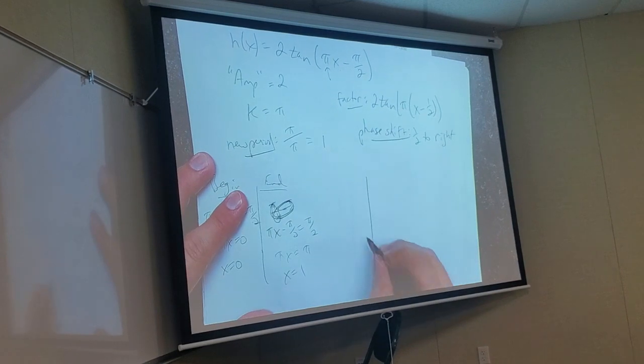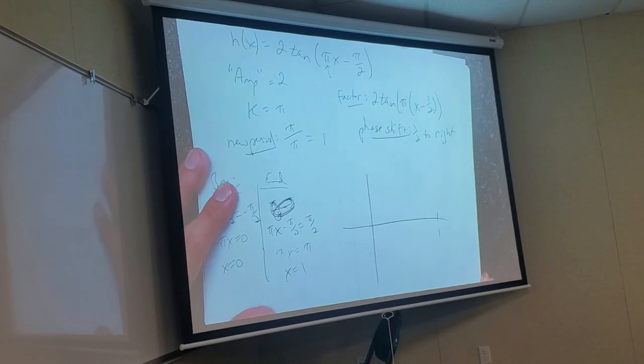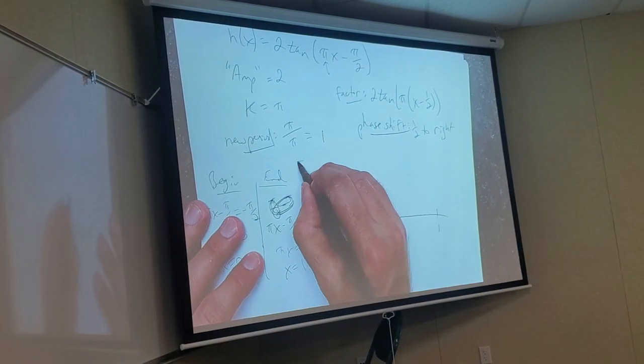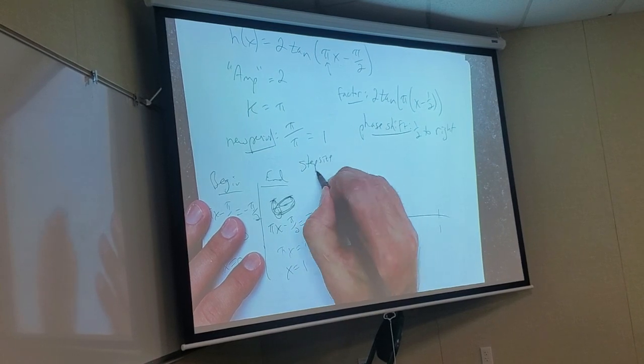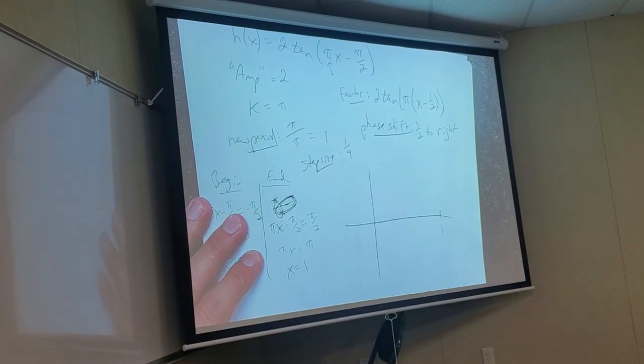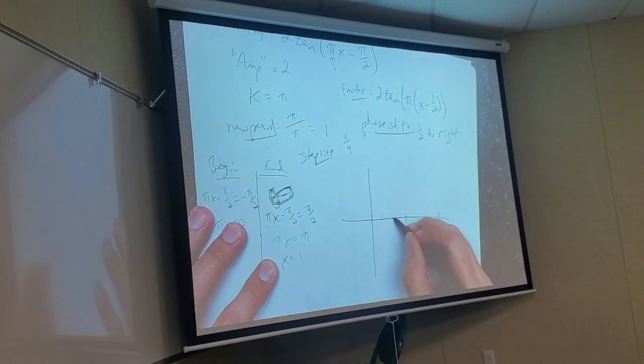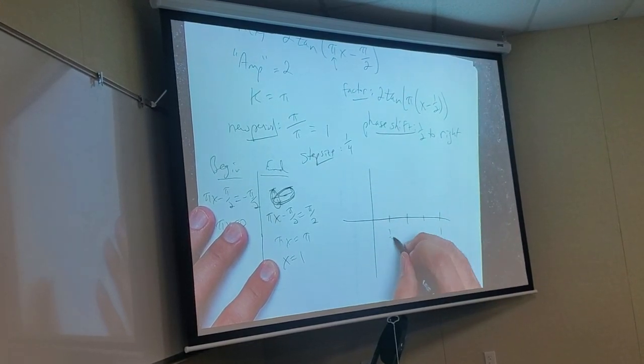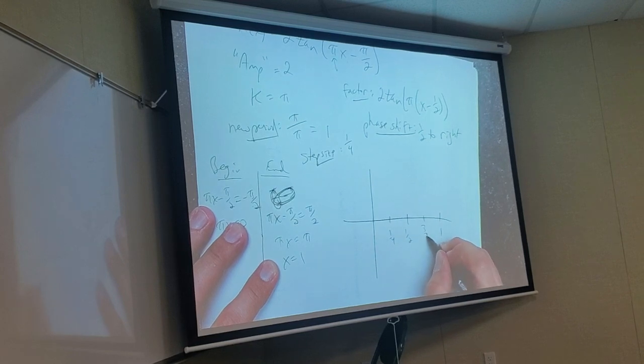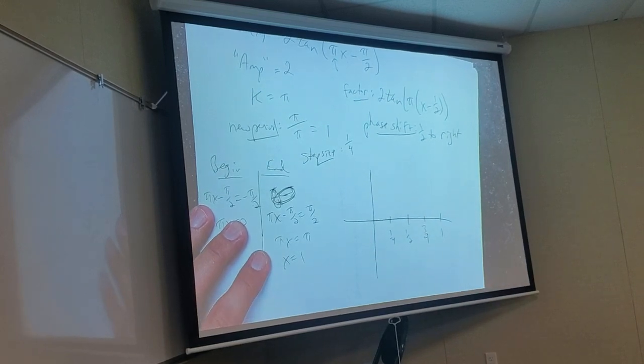Okay, so now I'm going to start at 0, and I'm going to go to 1. What's my step size? Yeah, 1/4. I love it. So let's see. Chop, chop, chop. So 1/4, 2/4, 3/4, 4/4.